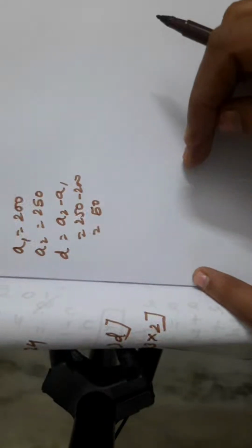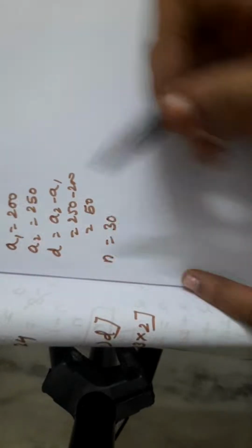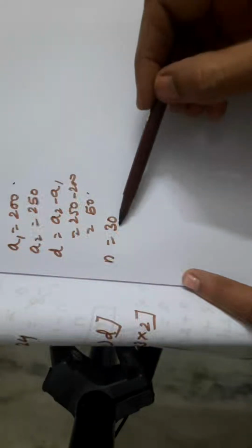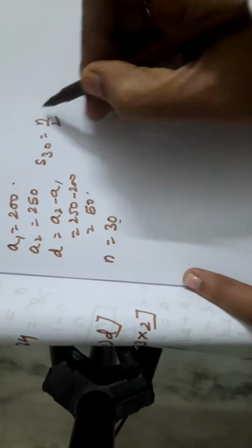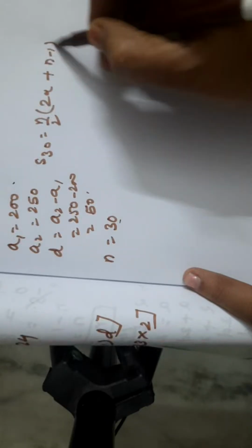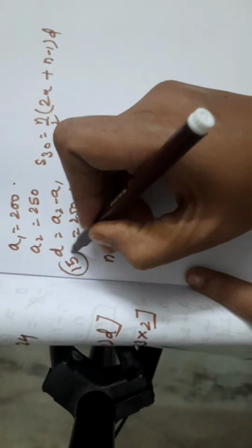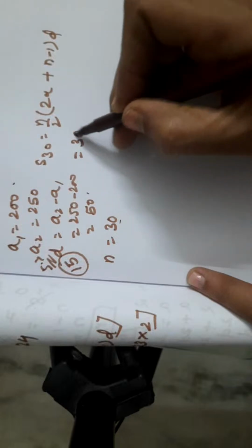We need to find the penalty for 30 days. So N is 30. All the things are given. A is given, value of D is given, N is given. We need to find sum of 30 terms. So N is 30, n by 2, 2a plus n minus 1 d. So this is 15th question of 5.3 from your textbook. It is one of the important questions.